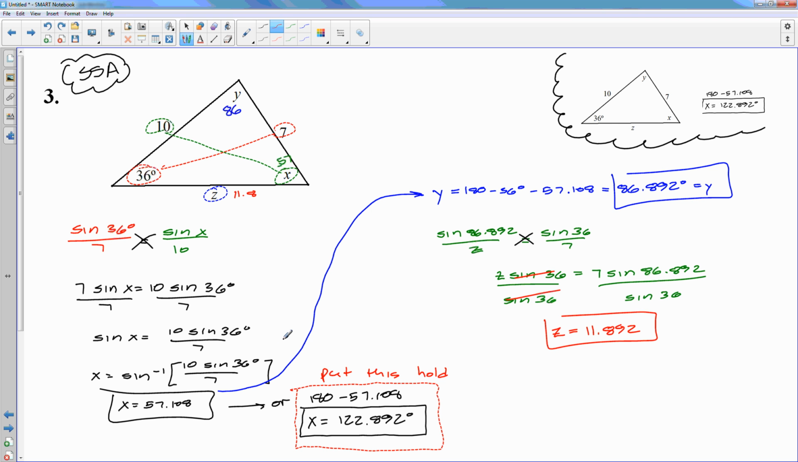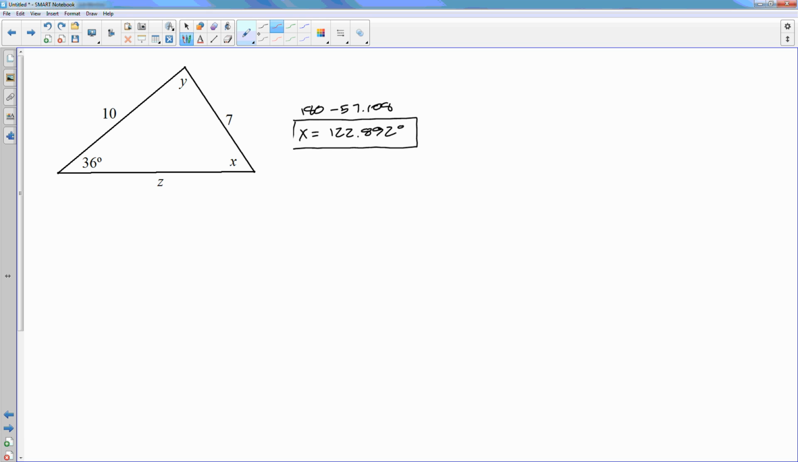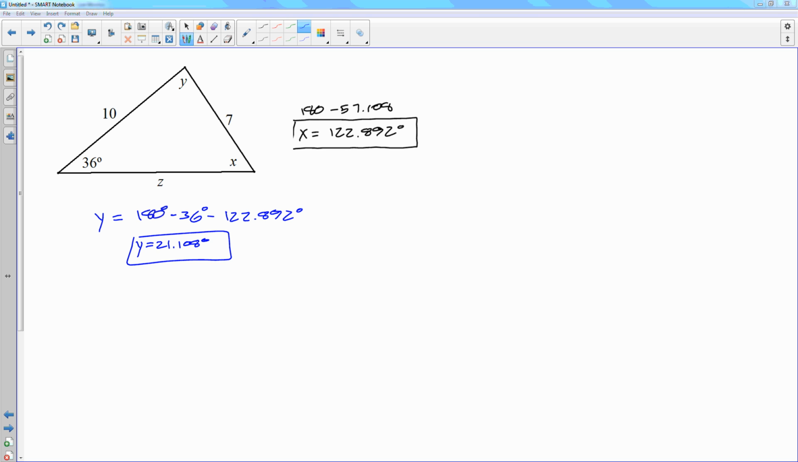Now that I solved for that one, remember there was a second possible angle answer for x, and that was 122.892. So now we start over and solve this second possible triangle. I'm going to solve again, but now x is something different. When I solve for y in this triangle, I'm going to have 180 minus 36 minus that answer for x. I'll punch that in, and I'm going to get a different answer for y. All right, and I got 21.108.